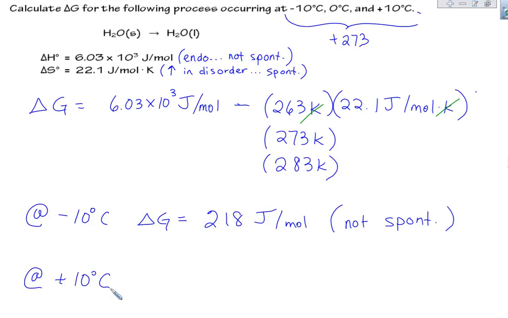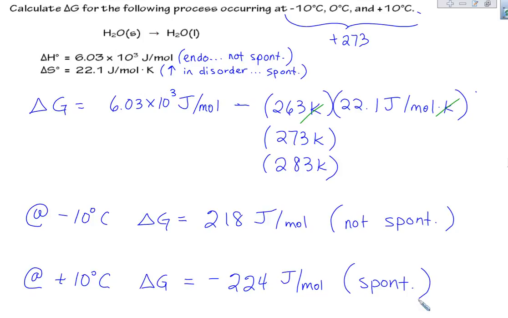Okay, I'm expecting now that the ice cube's going to melt, right? Delta G. At +10, I have the 6.03 times 10 to the third minus, I'm going to skip to this guy, 283 times 22.1. Negative 224 joules per mole. And just like I expected, spontaneous. Well, yeah, because we're above the melting point. We should be melting. This thing should be going forward. Any temperatures above 0.